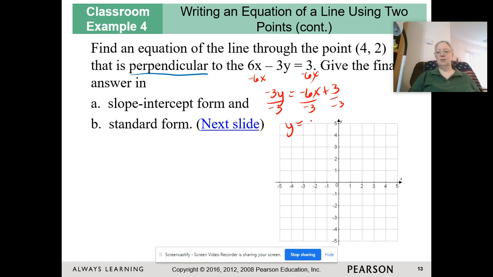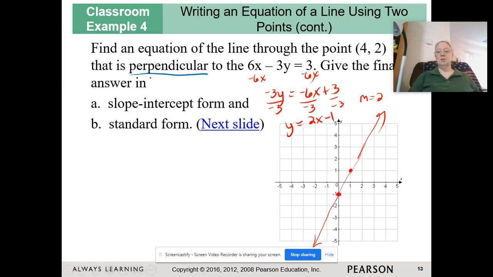And we have y is equal to 2x minus 1. So my y-intercept is the point (0, -1), and my slope is 2, so I'm going to go up 2 to the right 1. Once again, this is not the equation we're looking for. We're going to use the fact that we know the slope of this line to find the slope of our line.